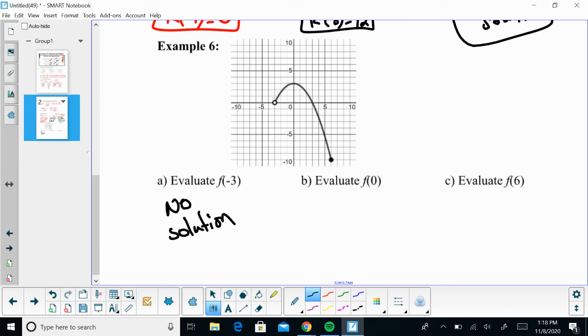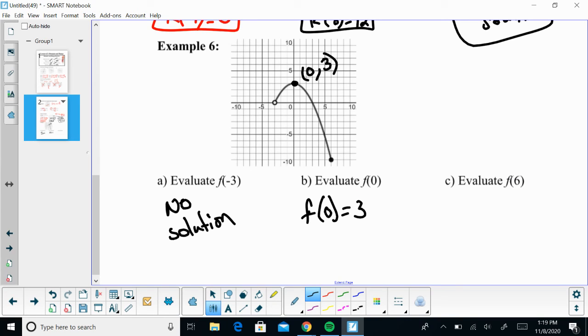Let's try f of 0. Well, 0 on my x-axis is here. If I go up to where my graph is, what's the y part of that point? That's the point (0, 3), going 1, 2, 3. So f of 0 equals 3.